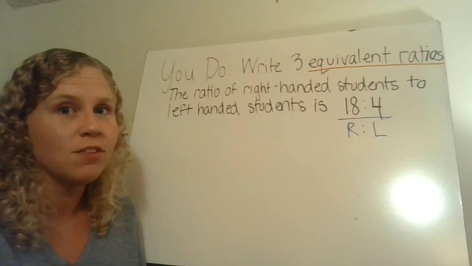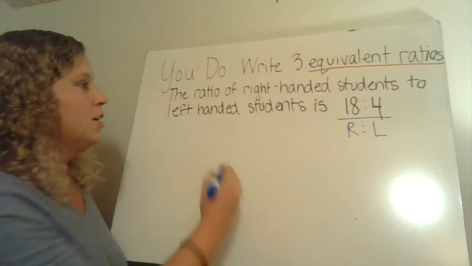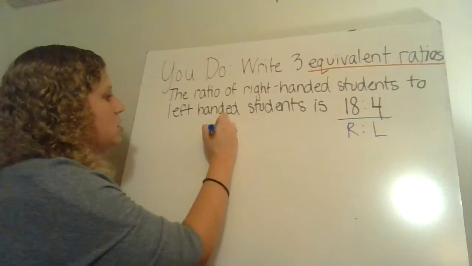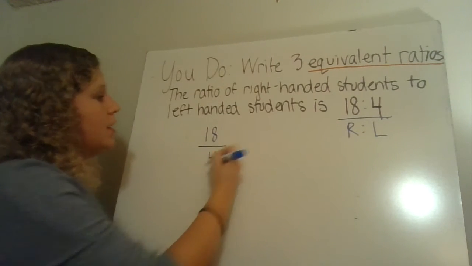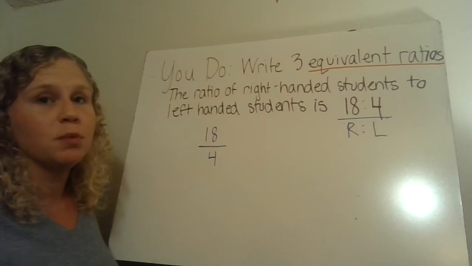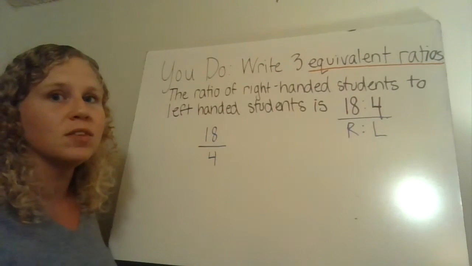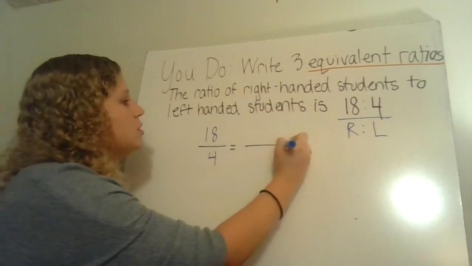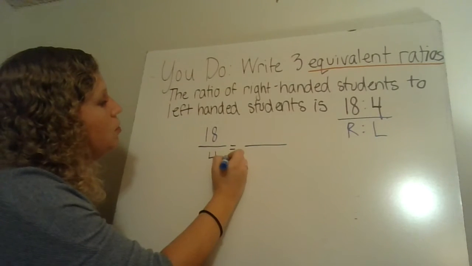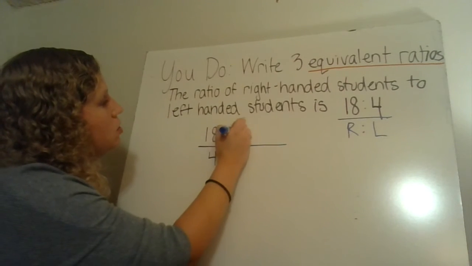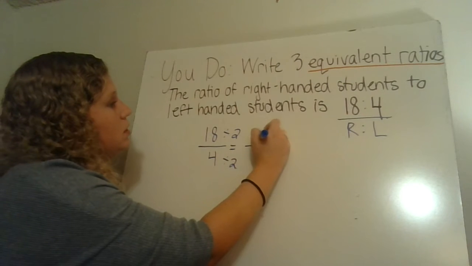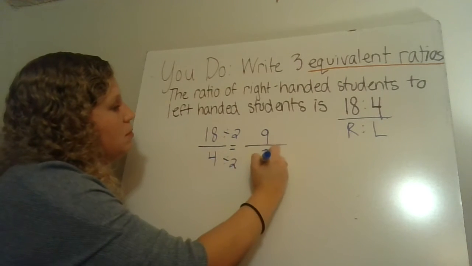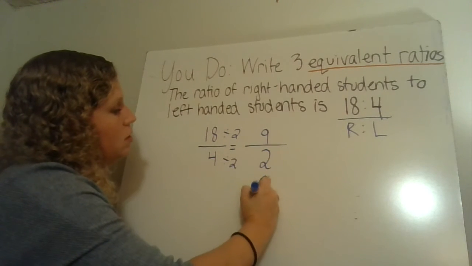Okay, hopefully you found those 3 equivalent ratios. Since 18:4 is a ratio, I can write it as a fraction. This is going to be most helpful when coming up with equivalent ratios because I like to think of equivalent ratios as equivalent fractions. The first thing I'm going to do is divide both the numerator and the denominator by 2. 18 divided by 2 gives me 9. 4 divided by 2 gives me 2. So this is my first ratio, 9:2.